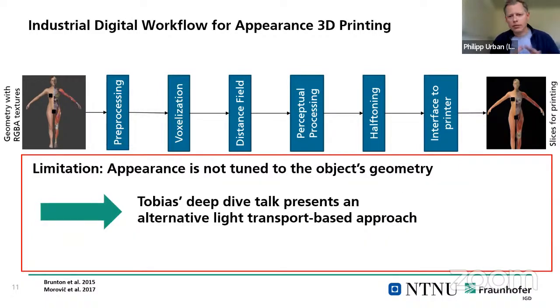And this industrial pipeline works well, but it has one important limitation. The appearance is not really tuned to the object's geometry. Because you use lookup tables, it doesn't matter where you are in the geometry, you always transfer the same material ratio. And this is a nice reference and a nice motivation. It is, I think, my responsibility for the motivation talk to reference Tobias' deep dive talk, because he presents an alternative approach using light transport.